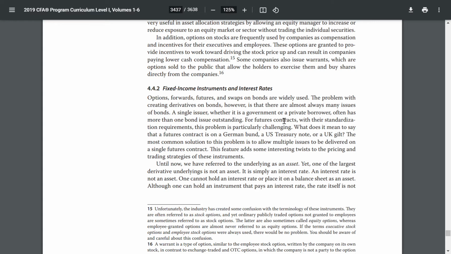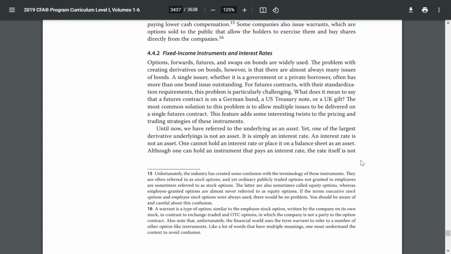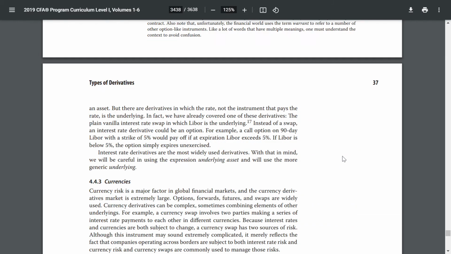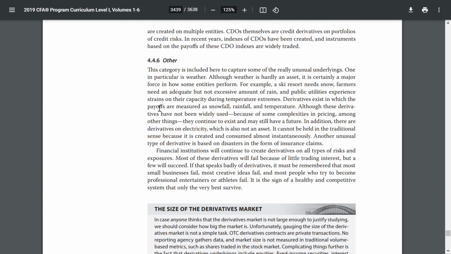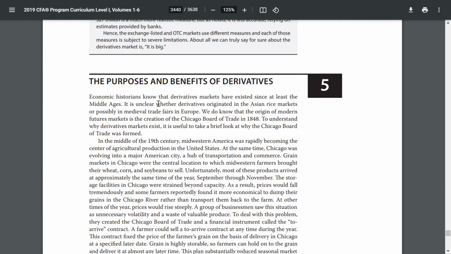What does it mean to say a futures contract on a German Bund, a U.S. Treasury note, and a U.K. gilt? The most common solution to the problem is to allow multiple issues to be delivered on a single futures contract. This adds some interesting twists to the pricing and trading strategies of these instruments. Currencies, commodities, credit, and others may also be used as the underlying.